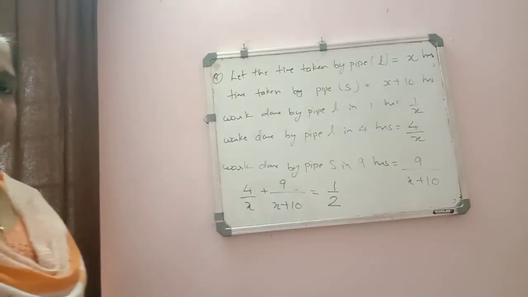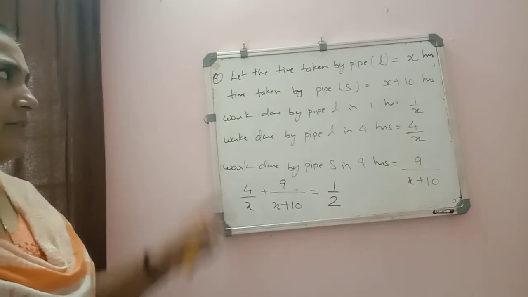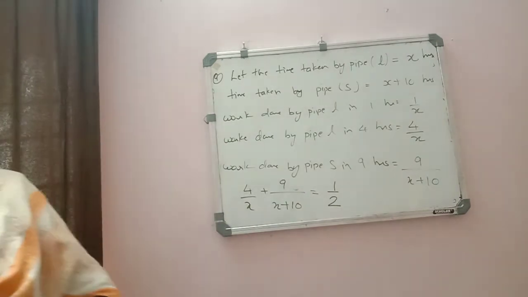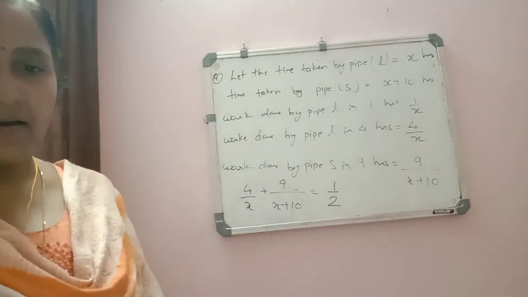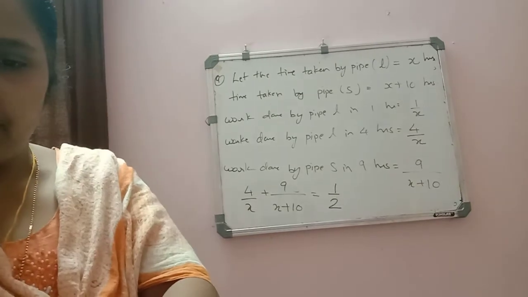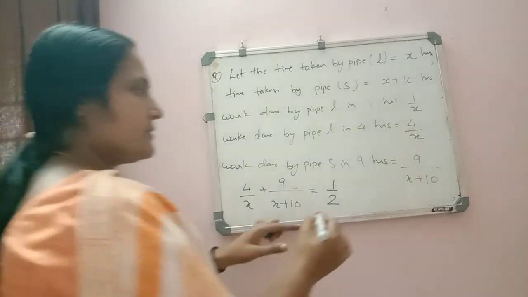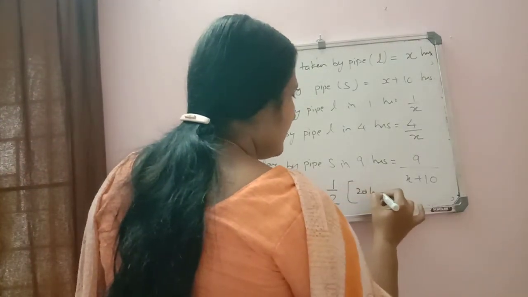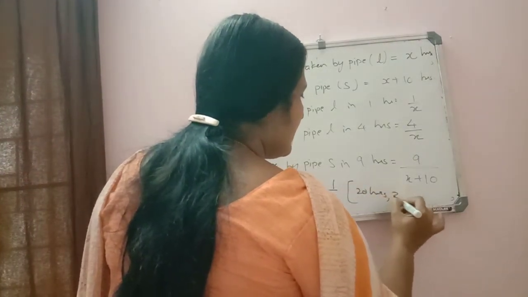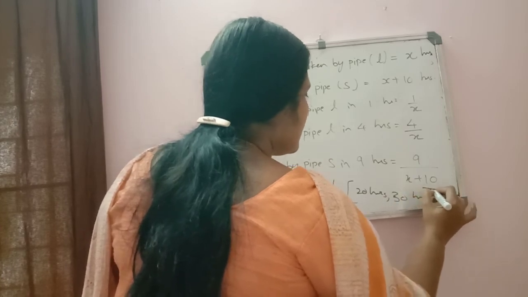Now I think you all know how to solve this type of equation. You can solve the equation. When you solve it, you will get the values as 20 hours and 30 hours. The answer will be 20 hours and 30 hours.